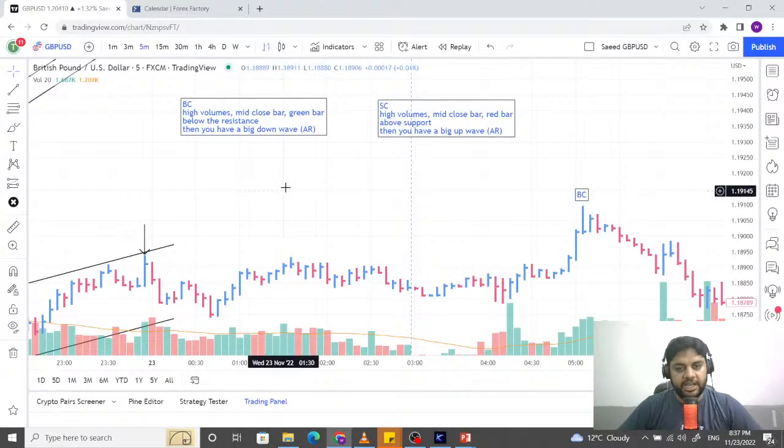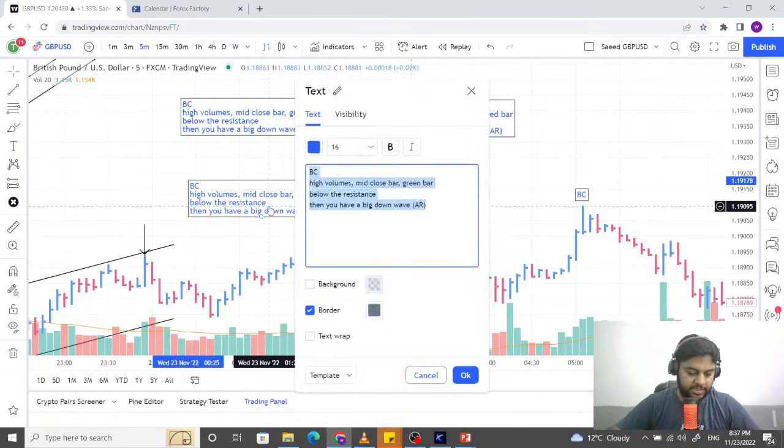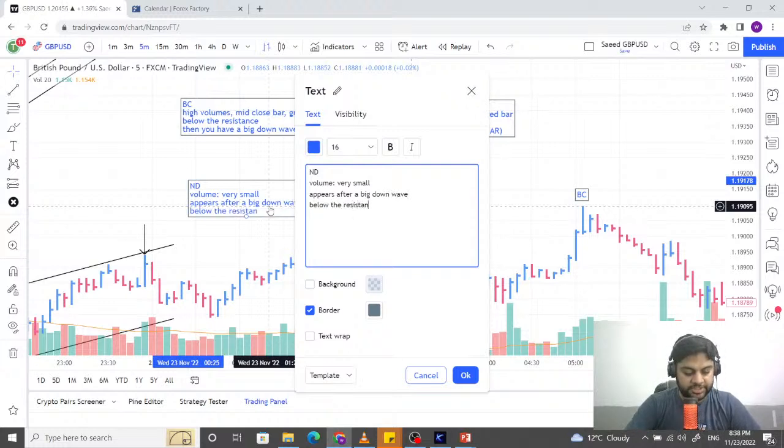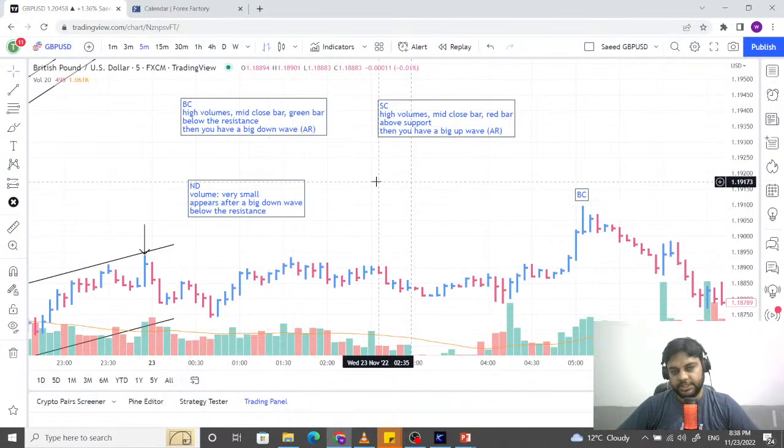The next ones are ND and NS. ND is a no demand bar. First, its volume will be very small. It comes after, or appears after, a weakness, a big down wave. And number 3, it will be below the resistance. A small bar, a green bar.